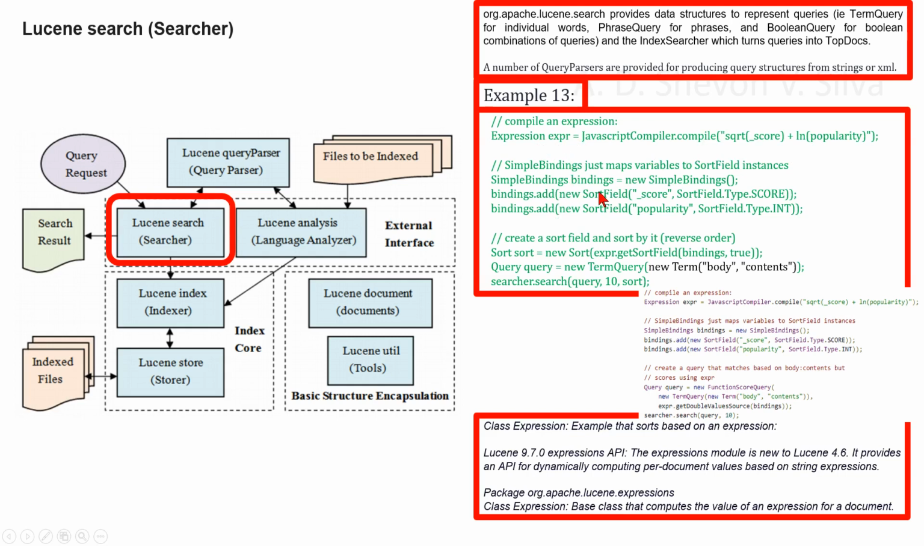Here the simple bindings just maps variables to SortField instances. Here we create a SortField and sort by it in reverse order.